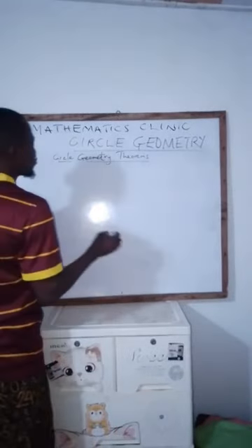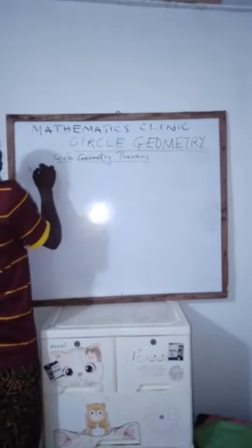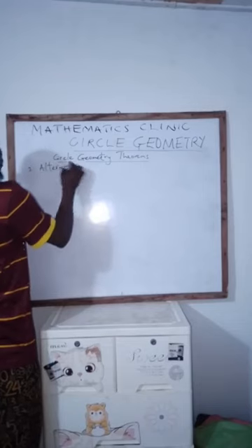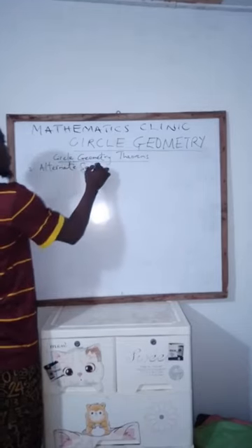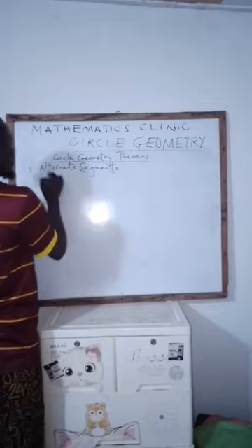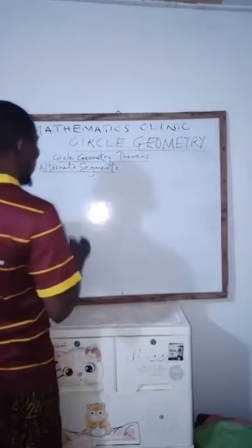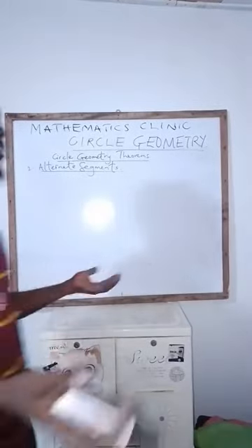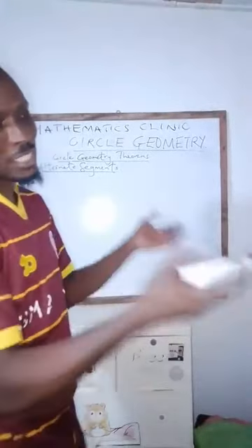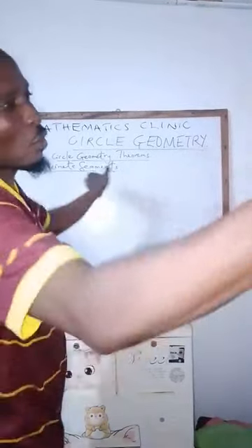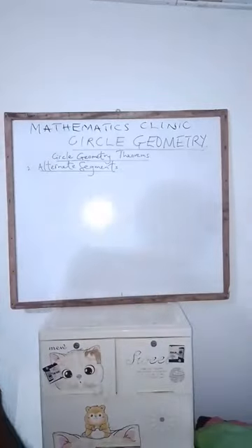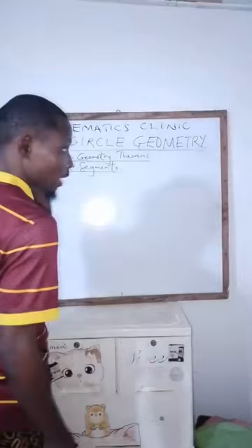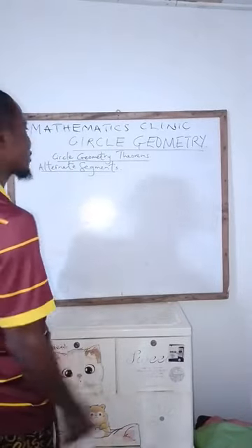So moving on, theorem number 2. We'll talk about angles in alternate segments. Alternate segments, just as the name implies, are segments opposite each other in a circle. There might be more than one alternate segment. It might be more than 2, sometimes 3 alternate segments in a circle.